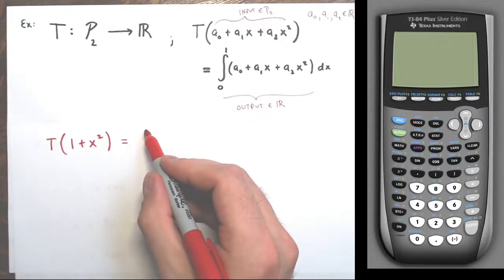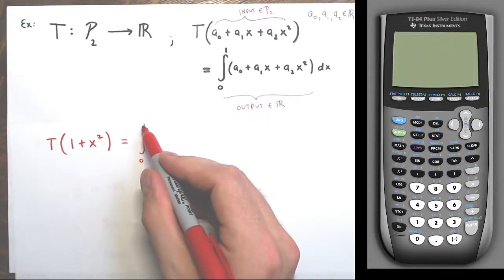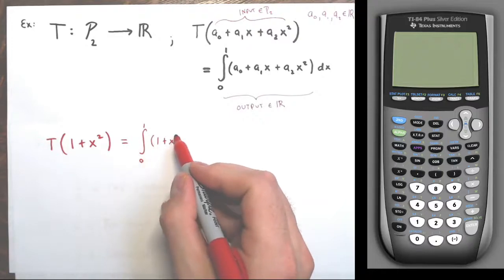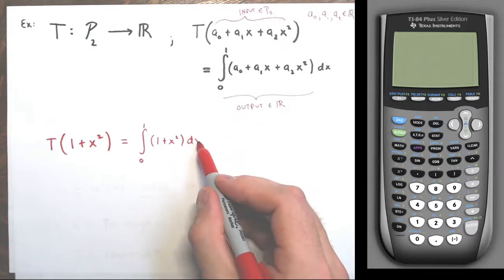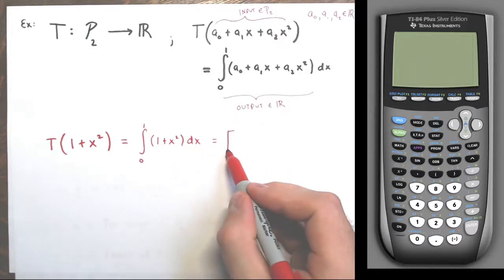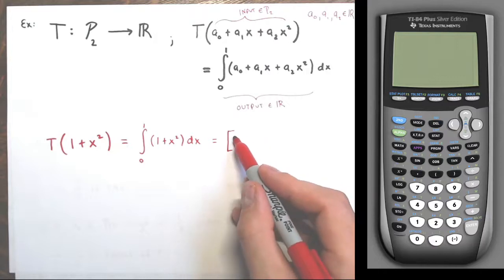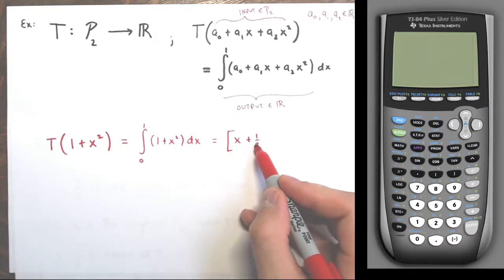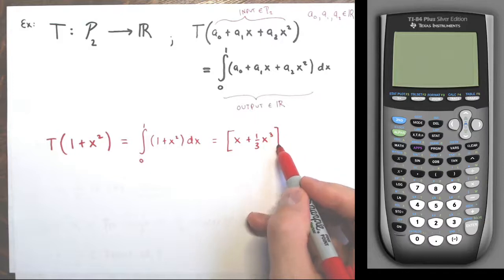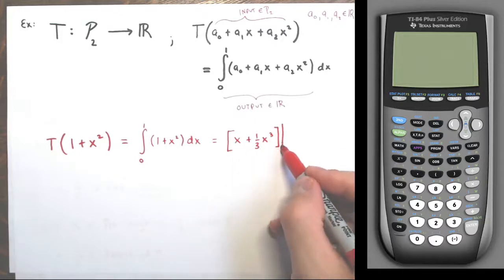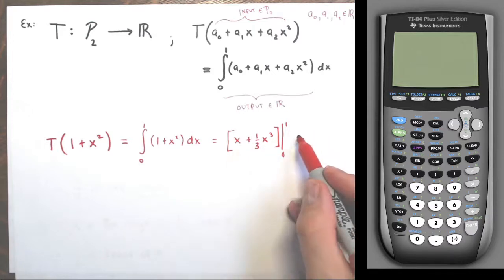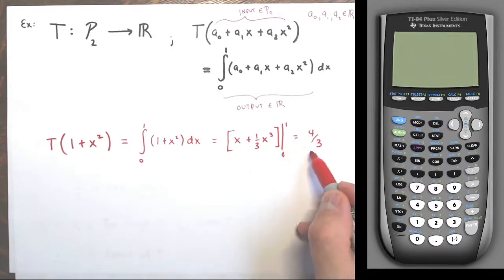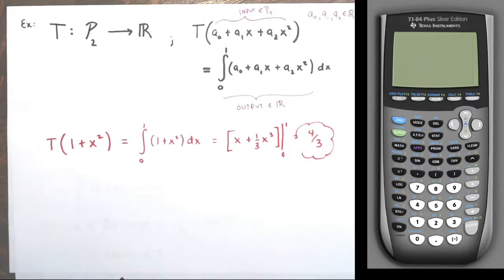And according to this rule, how do I find the output, or the image, of 1 plus x squared? It's just the integral from 0 to 1 of the polynomial itself, 1 plus x squared, dx. Again, don't forget how this goes, calculus people. The antiderivative is x plus 1/3 x cubed, evaluated from 0 to 1. I plug in 1, I subtract 0. That'd just be 1 and 1/3, which is 4/3. You can use a calculator if you want. I don't really care right now, just evaluate.